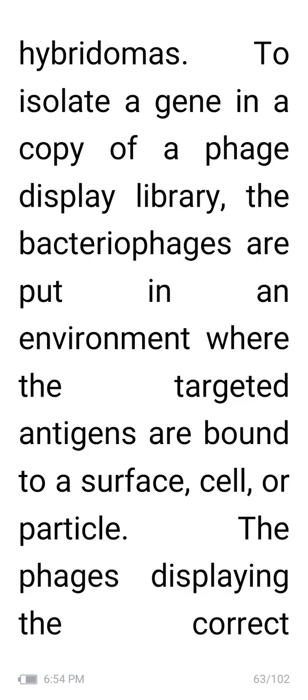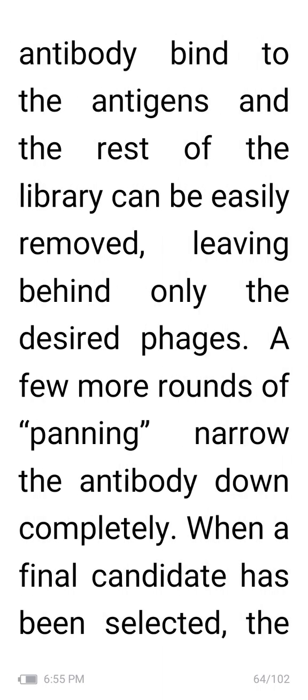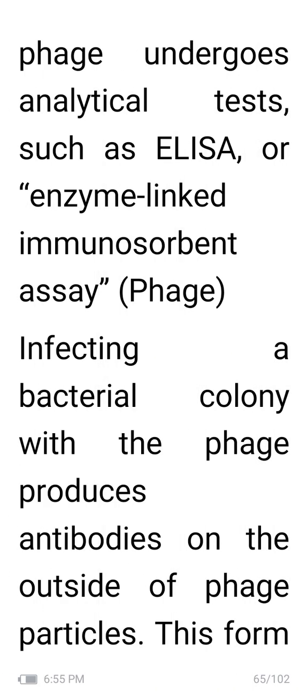To isolate a gene in a copy of a phage display library, the bacteriophages are put in an environment where the targeted antigens are bound to a surface, cell or particle. The phages displaying the correct antibody bind to the antigens and the rest of the library can be easily removed, leaving behind only the desired phages. A few or more rounds of panning narrow the antibody down completely. When a final candidate has been selected, the phage undergoes analytical tests such as ELISA, or enzyme-linked immunosorbent assay.